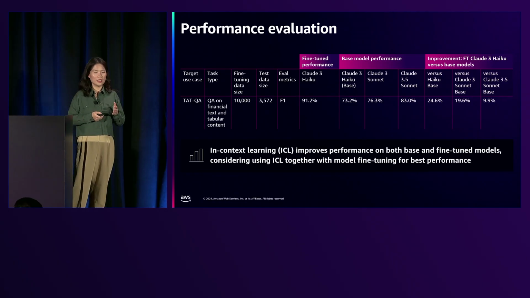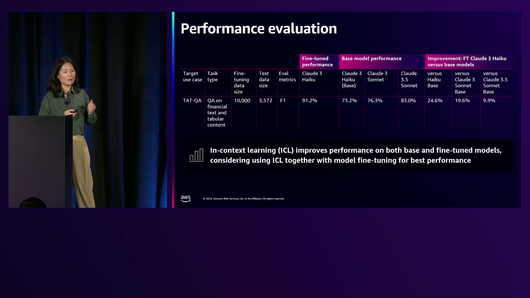After we have done the experiment and tried different setups, the best performance we can get from the fine-tuned Haiku is about 91.2% accuracy. That is actually better than the base Haiku, than Claude 3 Sonnet, and even than the most advanced 3.5 Sonnet model. The performance improvement can beat base Haiku by about 25%, outperform Claude 3 Sonnet by almost 20%, and outperform Claude 3.5 Sonnet by almost 10%.